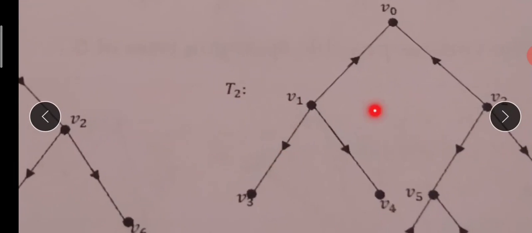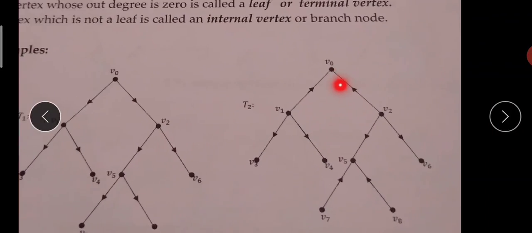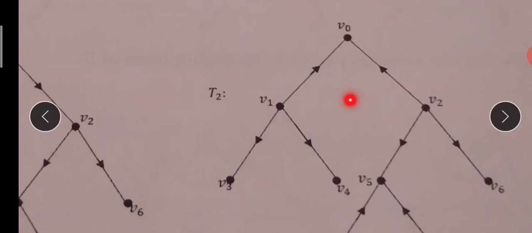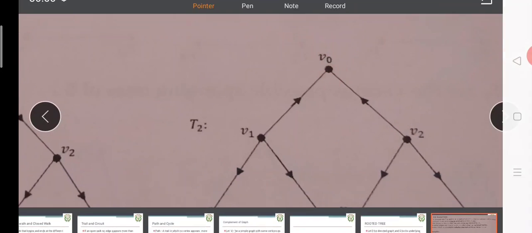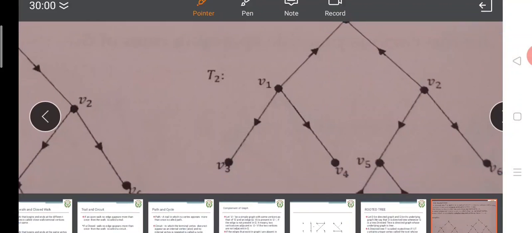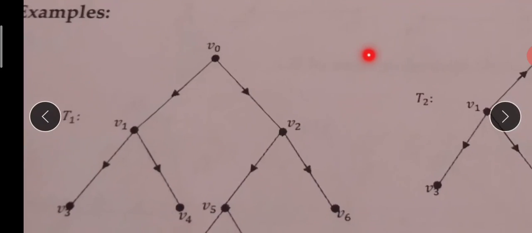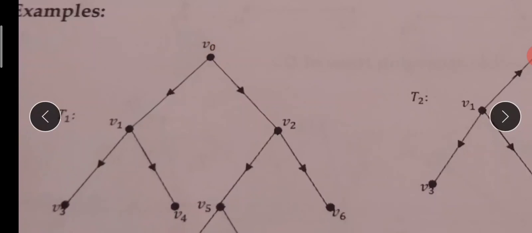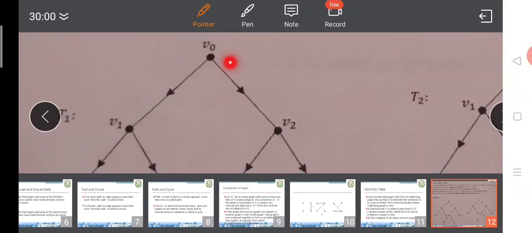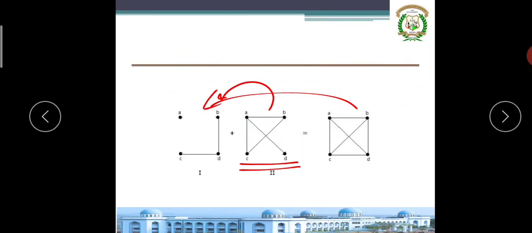If you observe the second graph, it is not a rooted tree, because in the second graph there is no root. In degrees are 2, and in degree 0 I am not getting anywhere. So observe the arrow directions. So you understand, the first one is a rooted tree. V0 is the root, in degree is 0, and the leaves V3, V4 and the last ones have out degree 0.